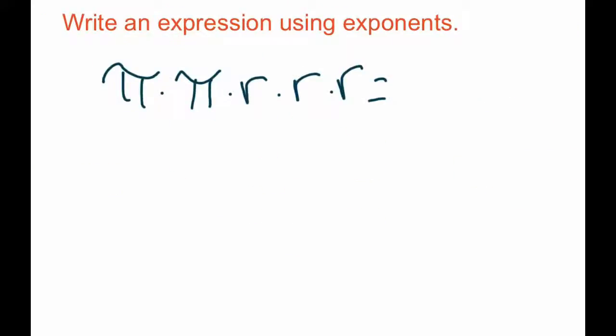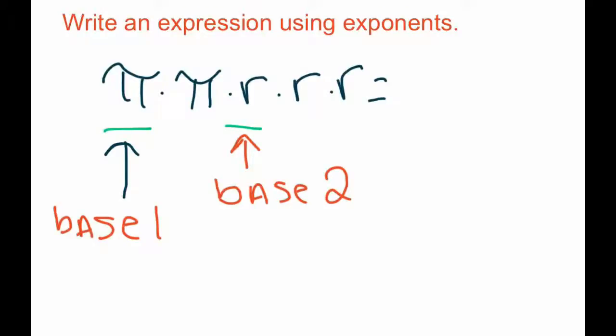Let's try another example. We are going to rewrite this example using exponents. Here we see 2 different things multiplied by each other. That would be pi and r. So we are going to have 2 different bases. Here we have pi as base 1 and r as base 2. So we will write down pi and r as our 2 bases.